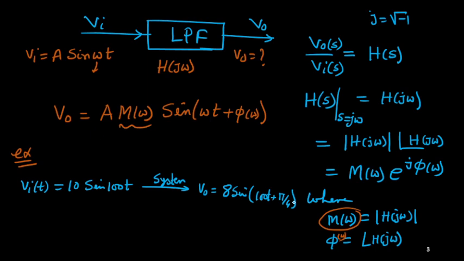So what is the meaning? The amplitude was earlier 10. Now the amplitude is modified to 8. It is a little bit reduced. It is fine. And this phase pi by 4 is introduced.